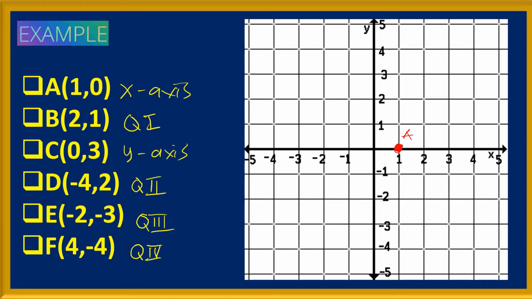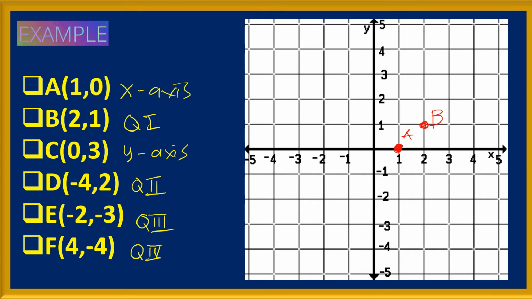Next, B, (2, 1). So, from the origin, move tayo to the right muna ng dalawang beses. 1, 2. And then, move tayo ng isa upward kasi positive 1 siya. So, ito na ngayon yung point B. Okay, so tama yung nilagay nating sagot.